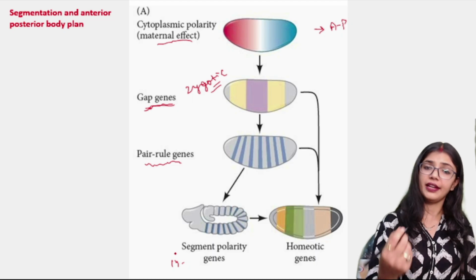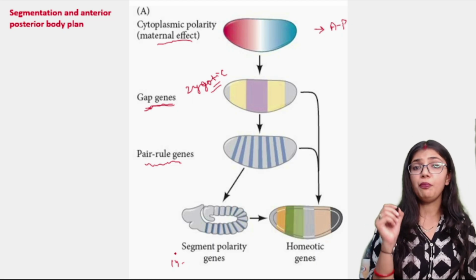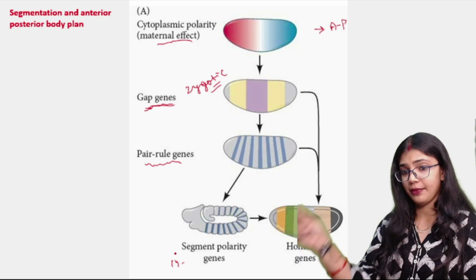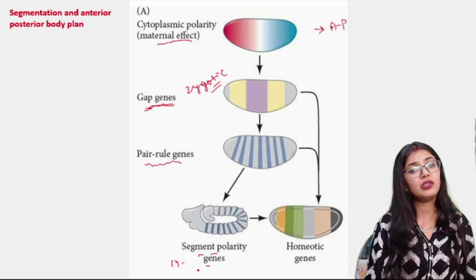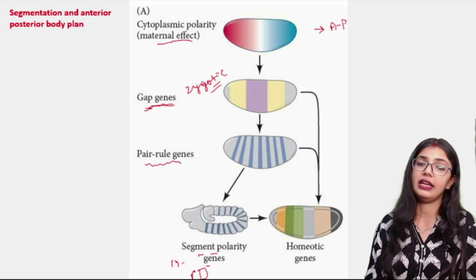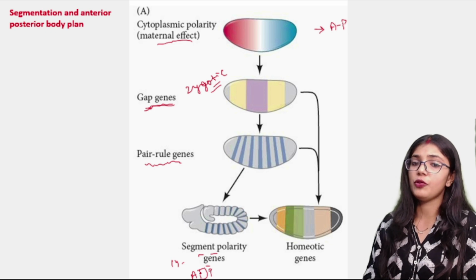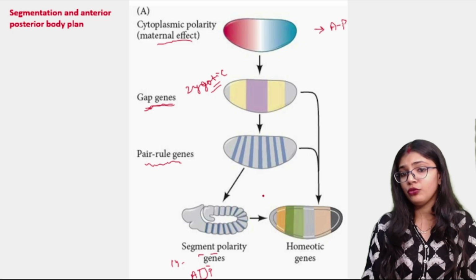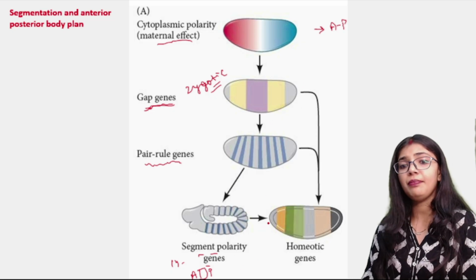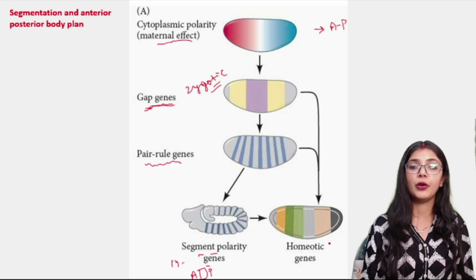Again, it has been divided into parasegments to give polarity to each of these segments. The segment polarity genes are responsible, that means to each segment they will give the anterior or posterior polarity, okay. Altogether, the gap gene, pair rule gene, and segment polarity gene help in the formation of the homeotic gene.